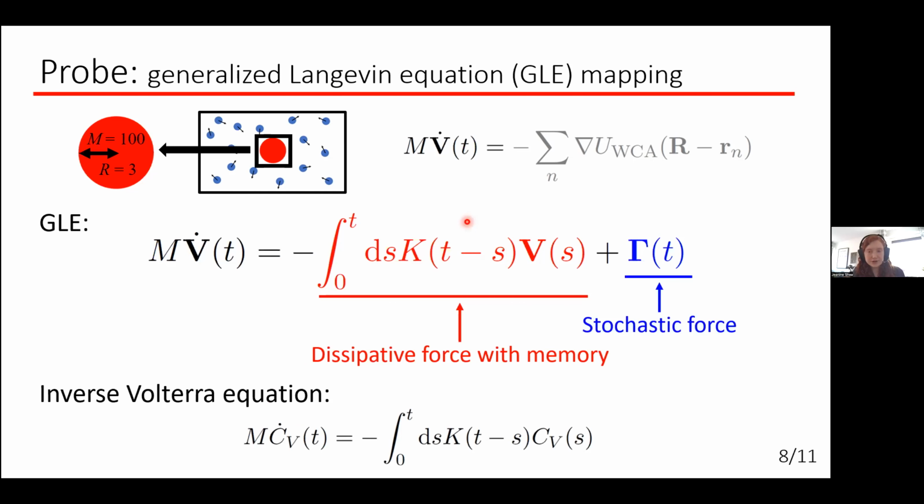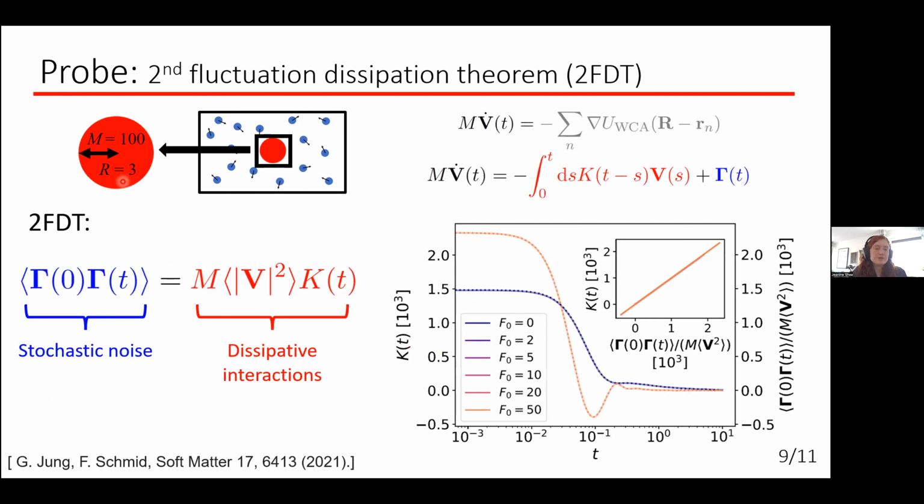And as Tanya said earlier, when you are using a linear projection operator, then you get a second fluctuation dissipation theorem, which relates your stochastic noise to your dissipative interactions. And that's given by this relation here, where in this case, with using the observable of velocity, the autocorrelation function of the stochastic noise will be related to the dissipative interactions, which are embedded in the memory kernel.